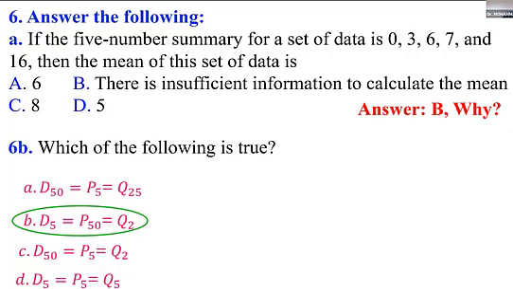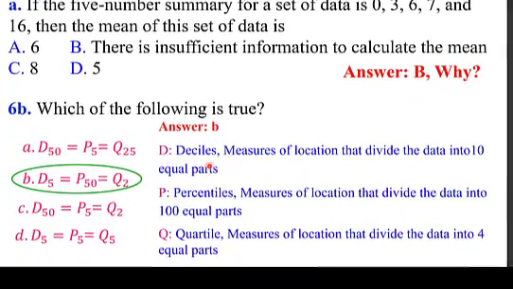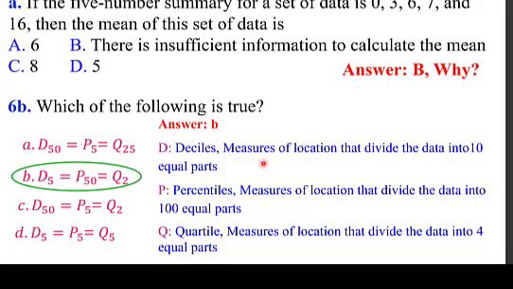Let me give you a number of definitions. D stands for deciles. Those are measures of location that divide the data into 10 equal parts. Percentiles, measures of location that divide the data into 100 equal parts. Quartile, measures of location that divide the data into 4 equal parts. Because of the definition, D5, P50, and Q sub 2, take a look, they are identical, therefore.